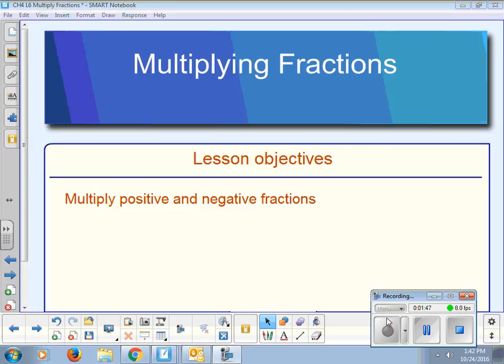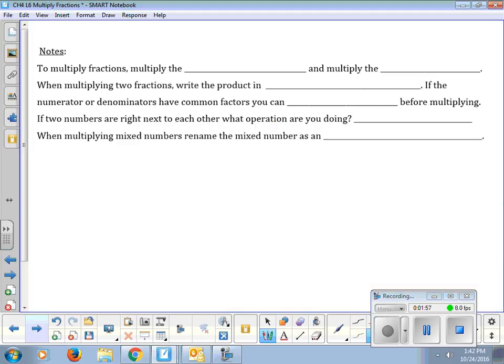The heading for our notes today is multiplying fractions. Our target is multiplying positive and negative fractions. So when you look at the notes section, hopefully you remember this from 6th grade. To multiply fractions, you multiply the numerators and you multiply the denominators.